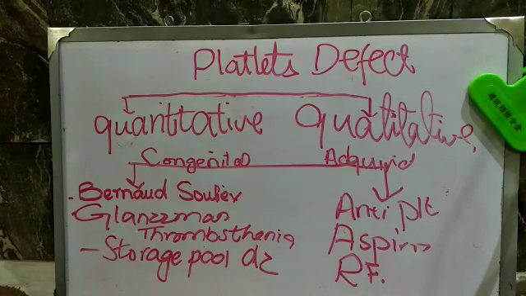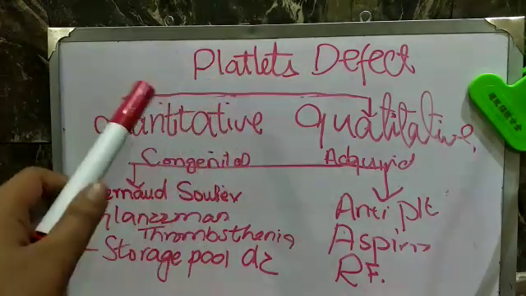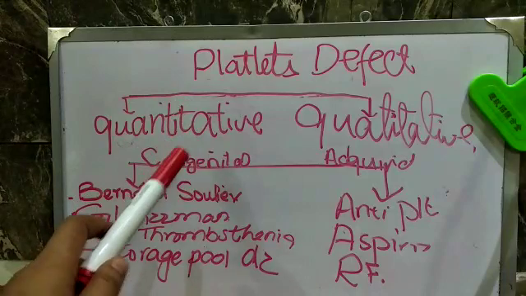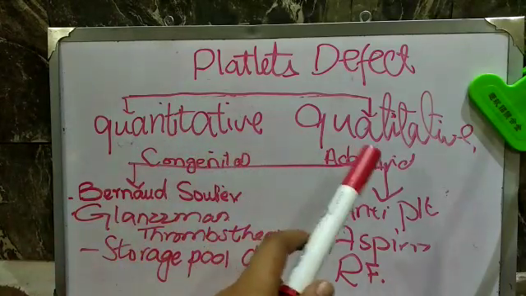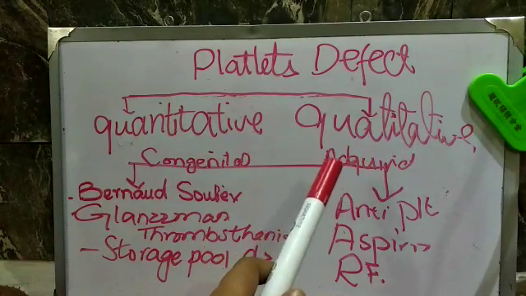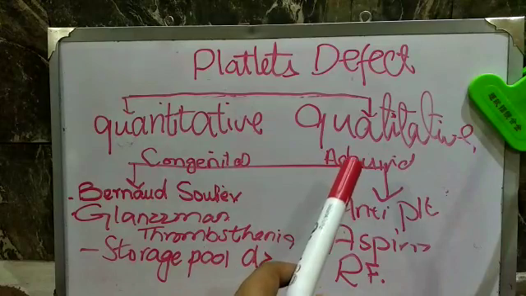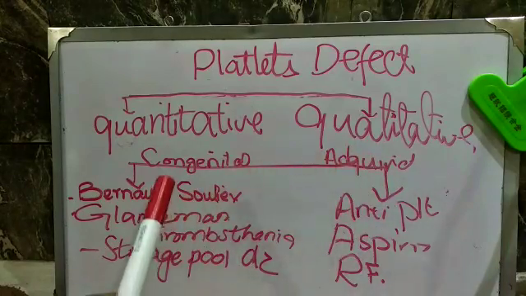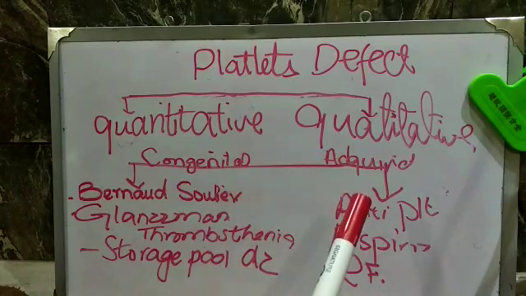In my last lecture, I talked about blood vessel defect. Today I am discussing platelet defects. The platelet defects are divided into two categories: quantitative defects and qualitative defects. First I will talk about qualitative defects. The qualitative defects are divided into two broad categories: congenital causes and acquired causes.